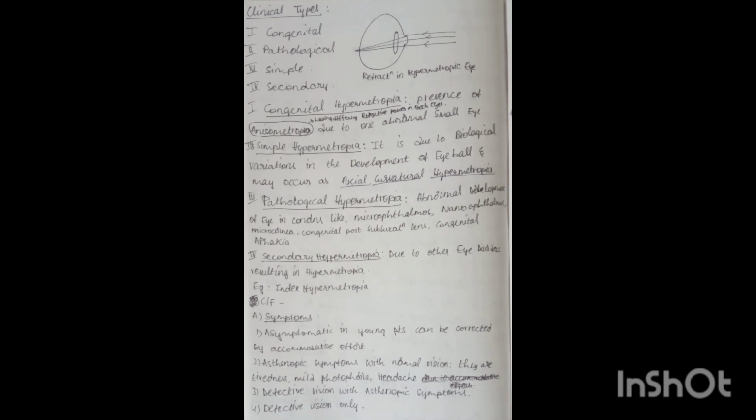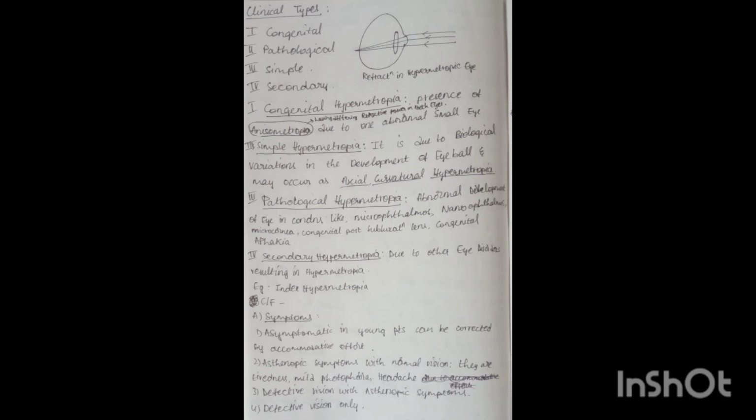Clinical features, symptoms. Asymptomatic in young patients, as it can be corrected by accommodative effort. What is meant by accommodative effort? Like we all might have done once, closing our eyelids, as we do when we are on a mountain and watch things at plane level, constriction of the eyelids. Accommodative effort is nothing but what we do when we try to identify or view an object. And in asymptomatic young patients, they can see an object by accommodative effort.